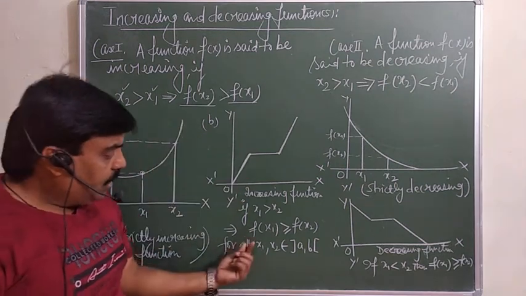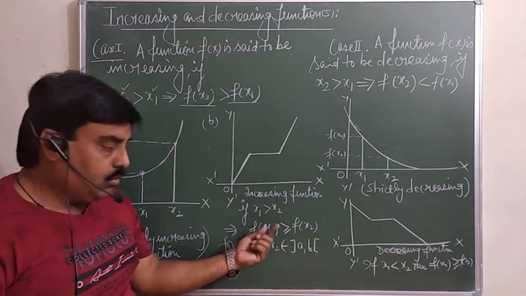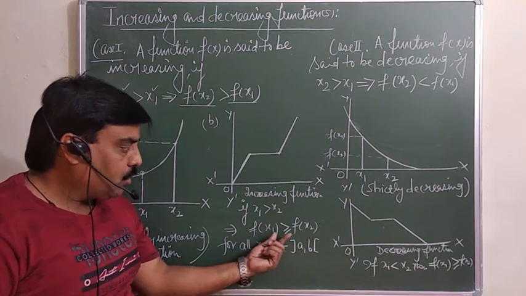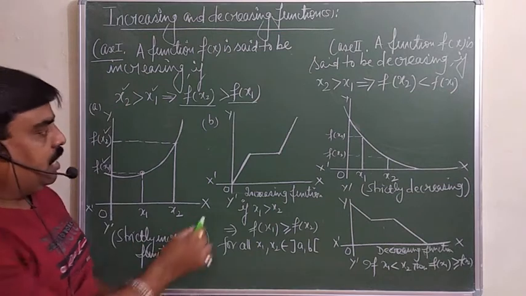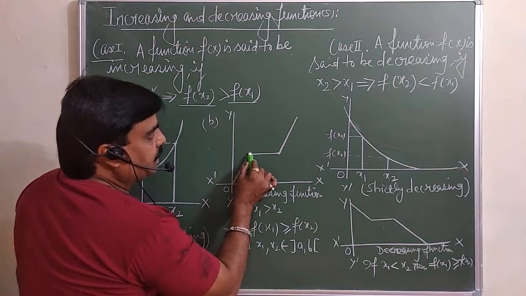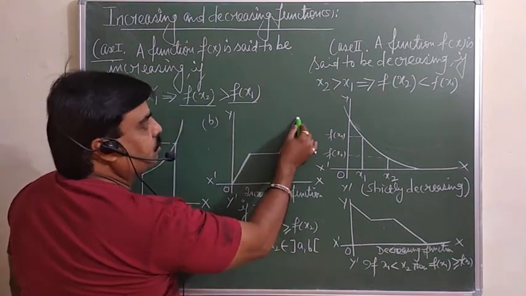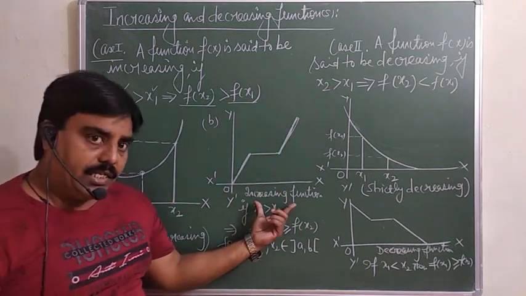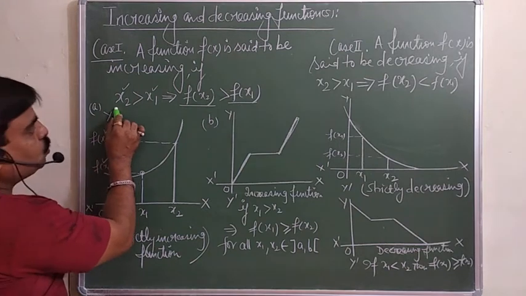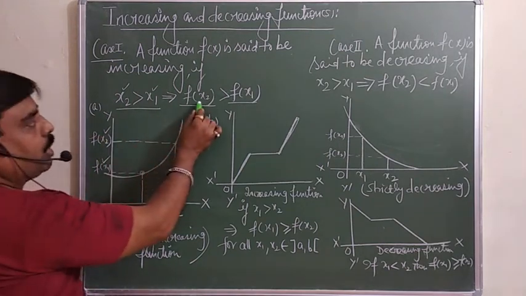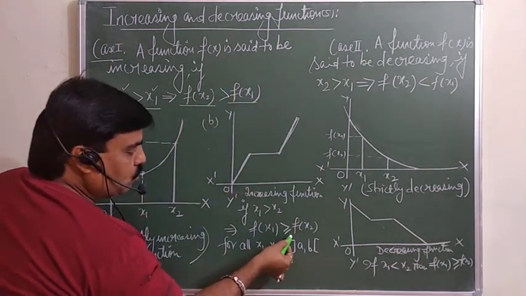But if x2 is greater than x1 and f(x2) is greater than or equal to f(x1), then it is increasing, but not strictly, because here it is increasing, then it's constant, then again it is increasing. So this is an increasing function, but not strictly. To become strict, if x2 is greater than x1, then f(x2) must be greater than f(x1). It should not be equal.